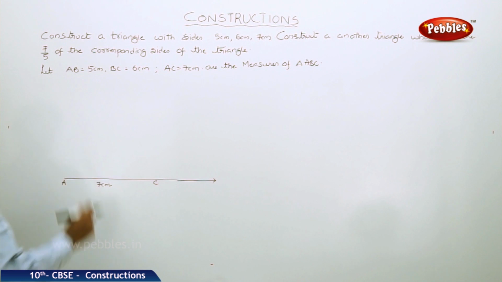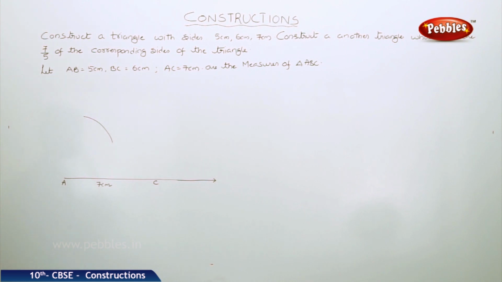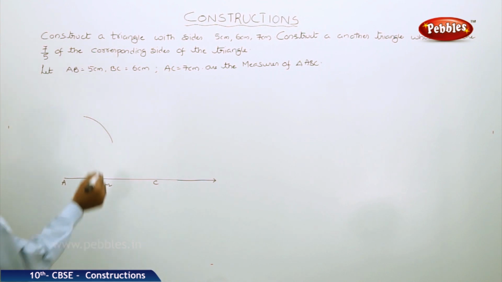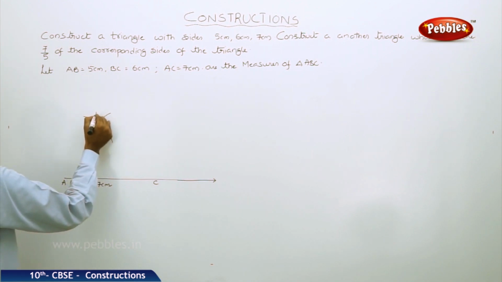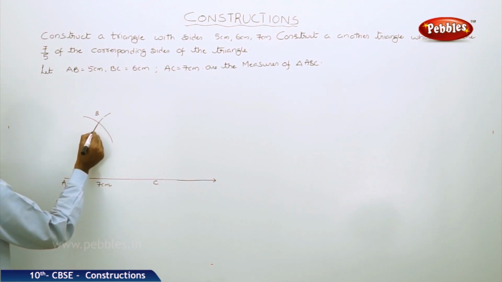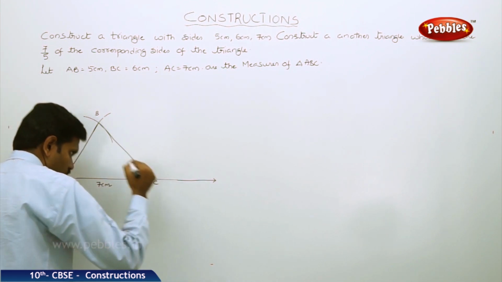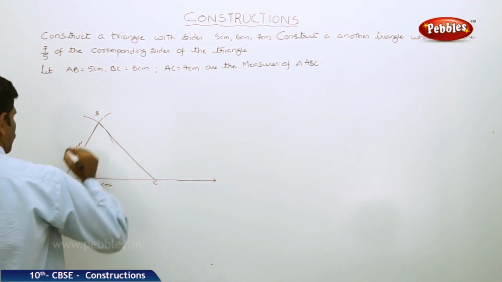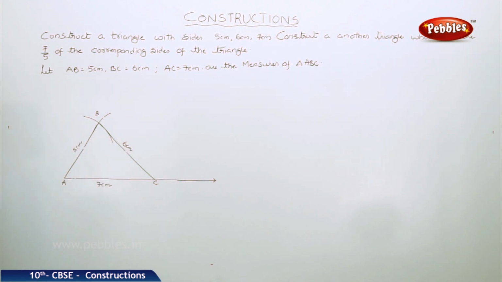Taking A as center with radius 5 centimeters, draw an arc. Now taking C as center with radius 6 centimeters, draw another arc to cut the previous arc at B. Now join BA and join BC. Now AB is equal to 5 centimeters and BC is equal to 6 centimeters.